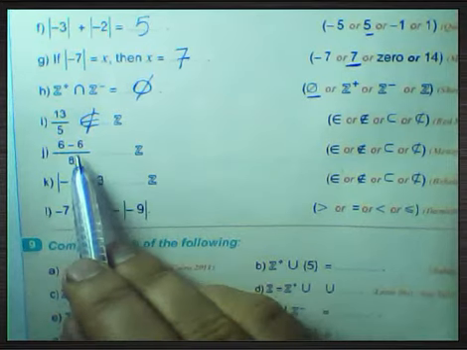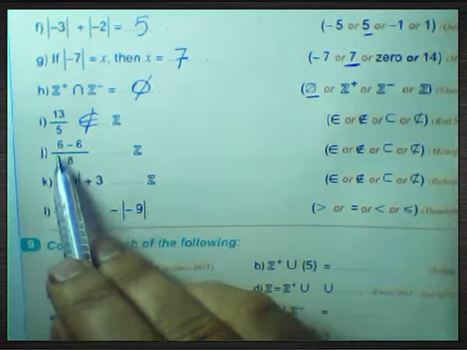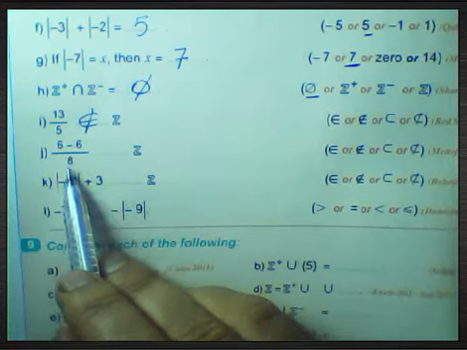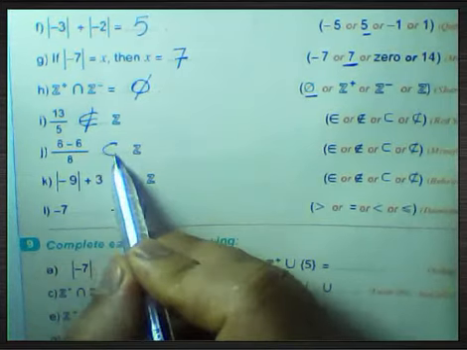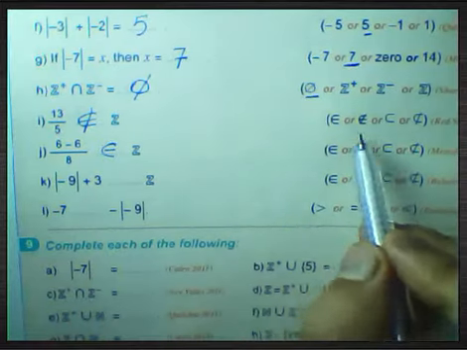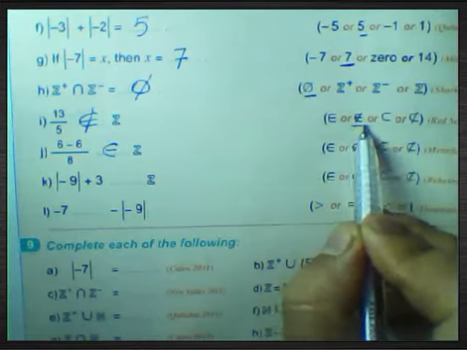6 subtract 6 equals 0. 0 divided by 8 equals 0. 0 belonging to Z. Don't forget to choose the sign.